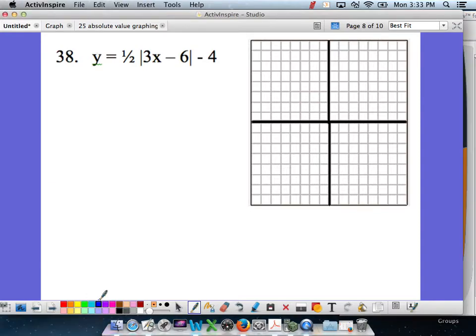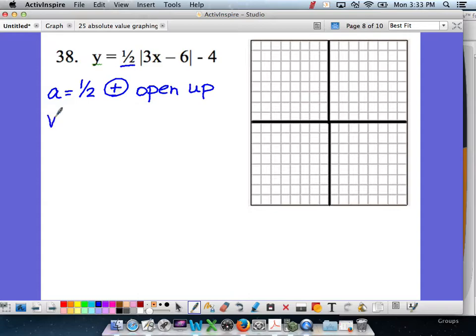The next thing I'm going to glean from this particular equation is a. A is the number outside of the absolute value once you solve for y. In this case, it's 1/2. Because this is positive, it tells me that this absolute value, this V, is going to open upward. If a is negative, of course, it would open downward.